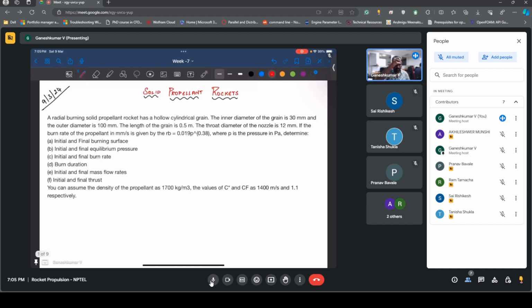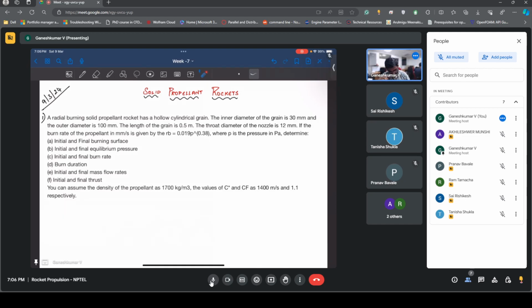Okay. So if there are no more questions, let me quickly go ahead and solve this problem. It's pretty easy. I have only one question today. The question is about the solid propellant grain combustion. What we have here is a radial burning solid propellant rocket with a hollow cylindrical grain. So basically the propellant is a cylindrical grain and it is burning radially.